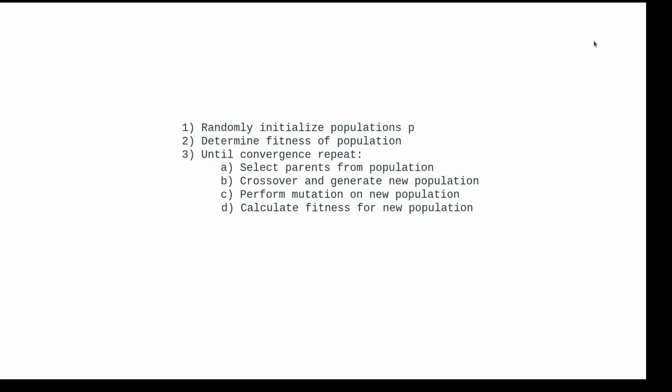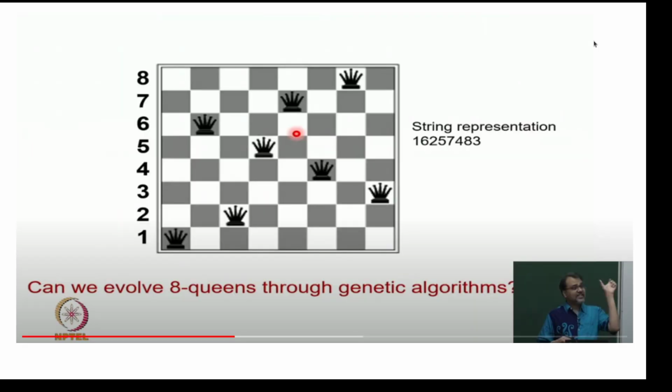So this is how genetic algorithm works. Now we are going to apply this genetic algorithm for our most popular 8-queen problem. How will you do that? Just think for a moment how you represent the problem.